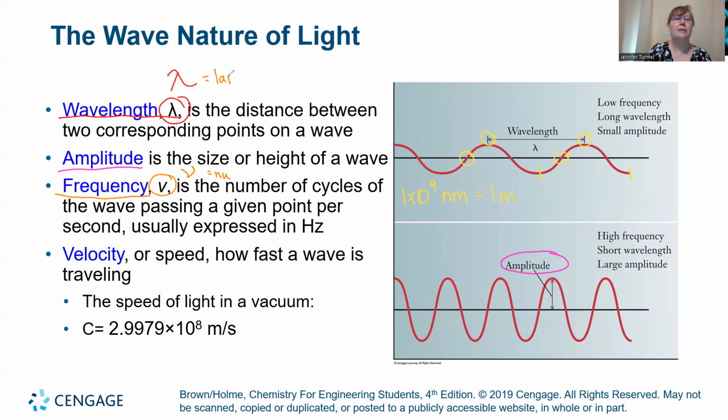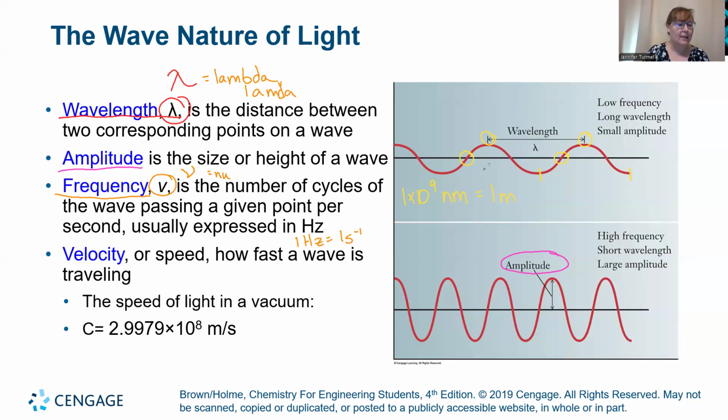And this is lambda, if you want to know how that gets spelled. Anyway, okay. And nu is the number of cycles of a wave passing a given point per second, and it's usually expressed in terms of hertz. Now, the thing here is that 1 hertz is the same as 1 inverse second. Okay, so seconds to the -1. And that's where that comes from.